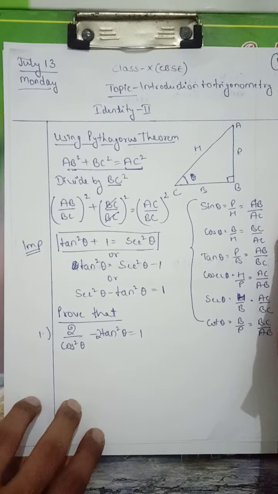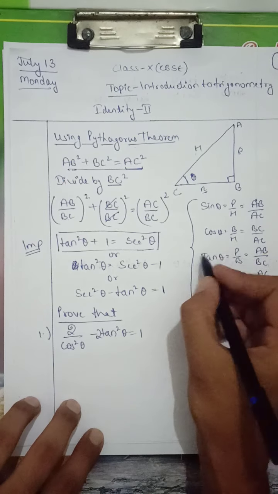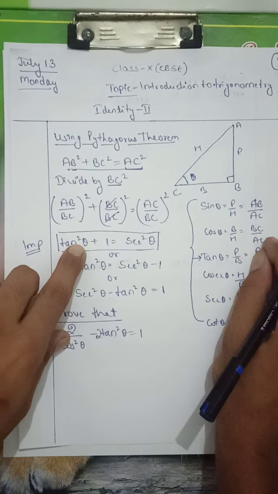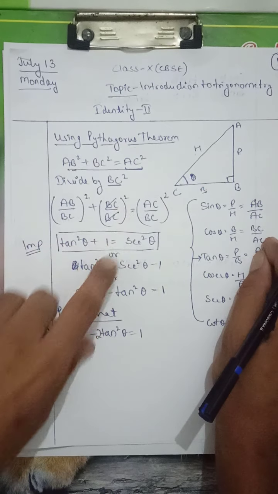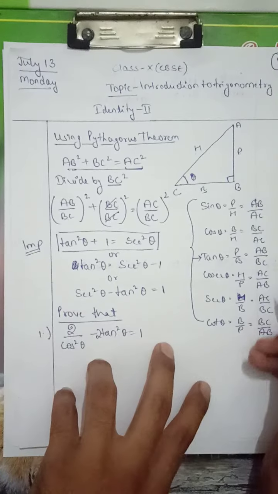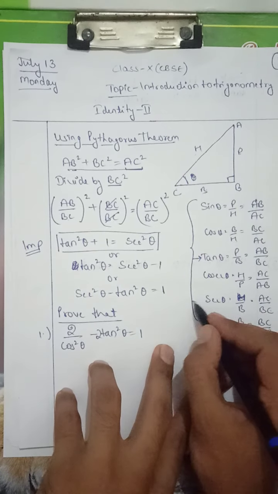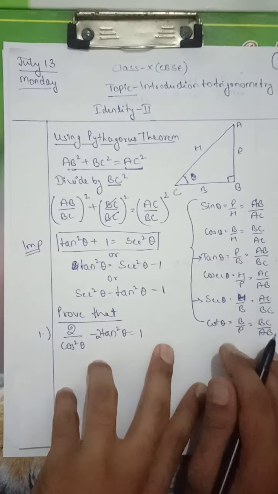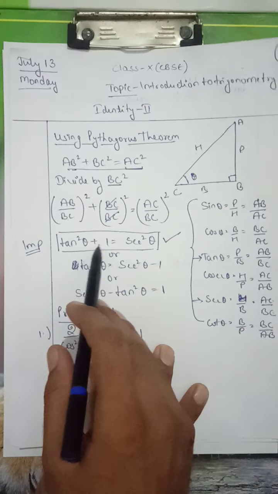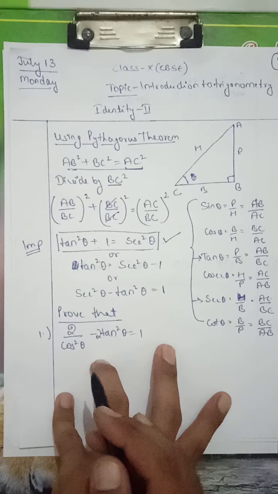Now AB upon BC is tan theta. So tan square theta. BC cancels with BC, it comes out to be 1, and AC upon BC is secant theta. So secant square theta. This is our second identity. Tan square theta plus 1 is equal to secant square theta.